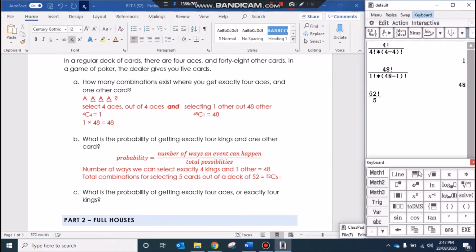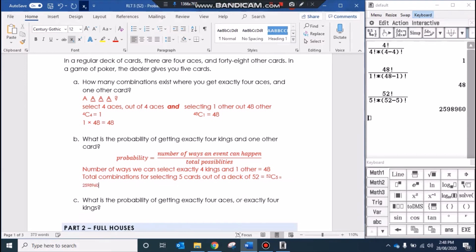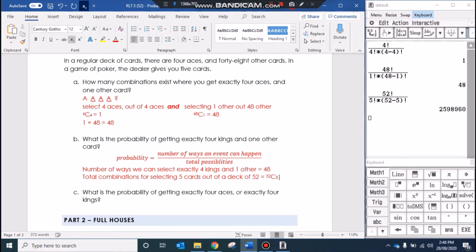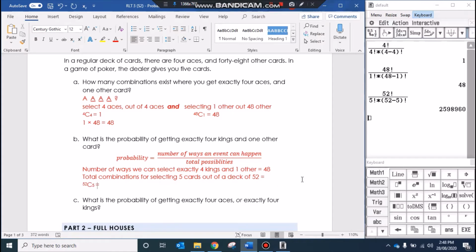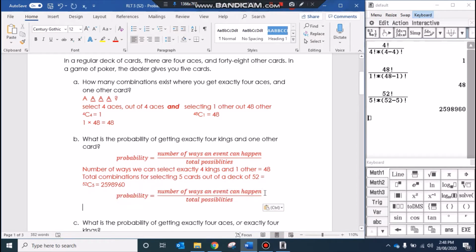52 factorial over 5 factorial times (52 minus 5) factorial. That's a large number. That's how many combinations there are. So 2,598,960. So now that we've got our number of ways the event can happen and our total possibilities, we just want to chuck it into this fraction.